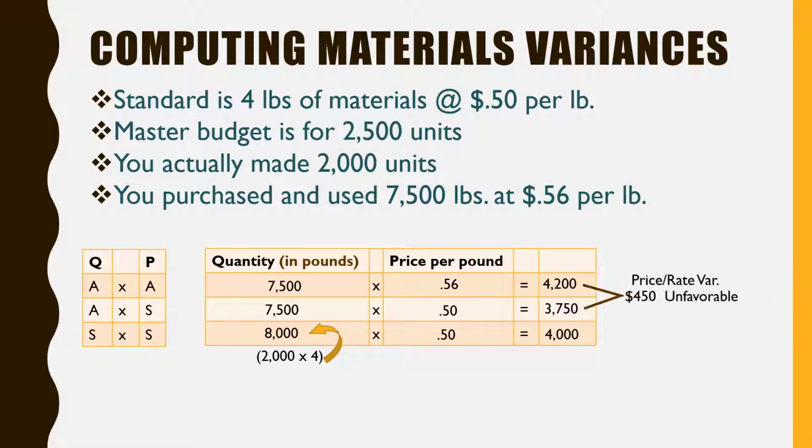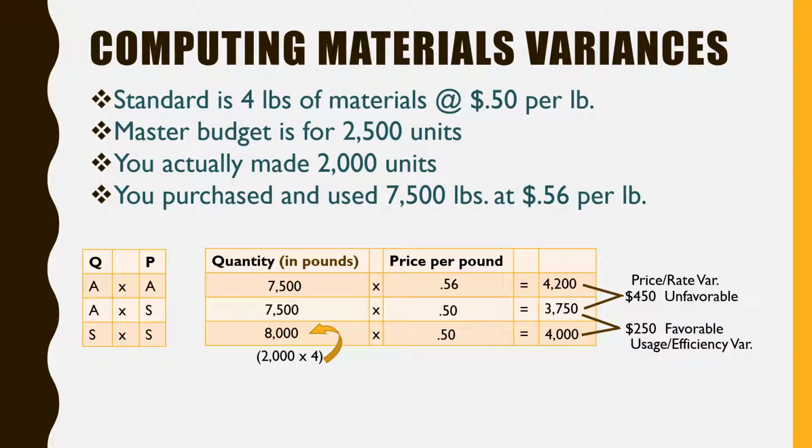Subtracting the first two gives me 450. That's called the price or the rate. And again, as managerial accountants, we're not too clever. That's the change in the price from the standard. In this case, it's unfavorable because we spent 56 cents and we should have only spent 50 cents. So again, that's the purchasing department's issue.